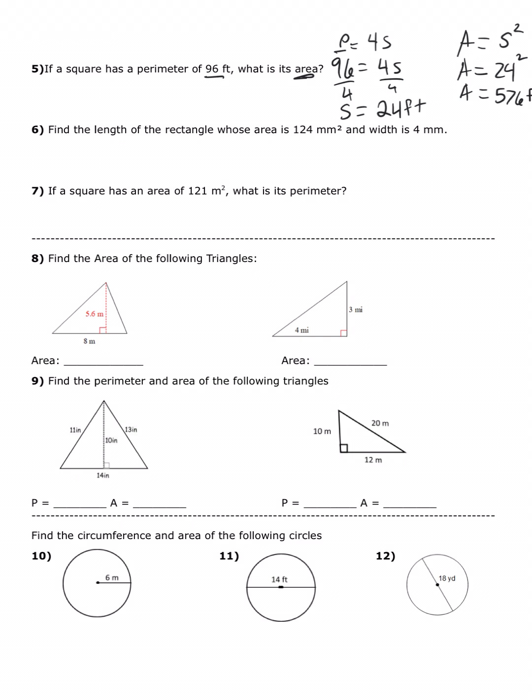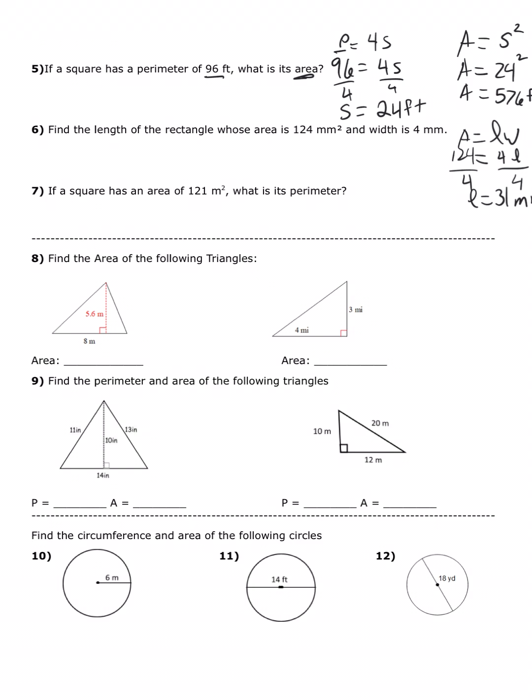All right, next we'll do the length of a rectangle whose area is 124 square millimeters and width is 4 millimeters. We're going to find the length. So remember, area of a rectangle is length times width. So we can substitute in what we know. We know that it is 124, and we know its width is 4. So we do 124 equals 4L. Now we just need to divide both sides by 4, and we get that the length is 31 millimeters.